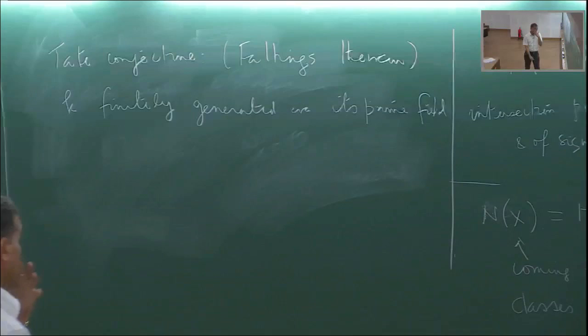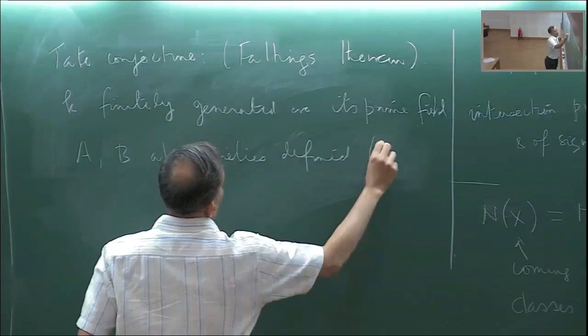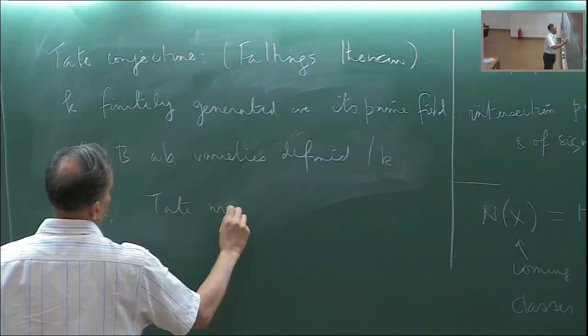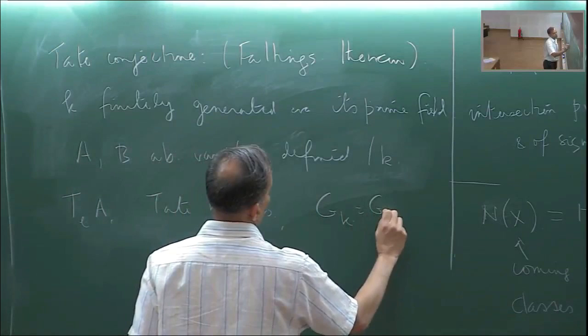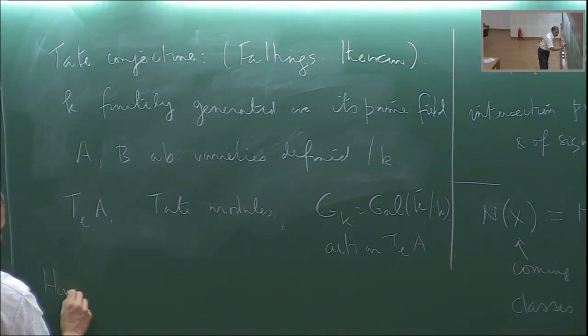And you have A and B, abelian varieties defined over K. Then you can look at the Tate modules, T_ℓ A. This has an action of the Galois group G_K. And then the theorem is that these are modules over Z_ℓ.